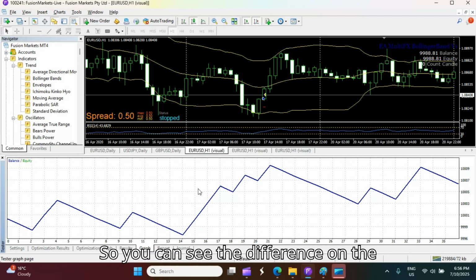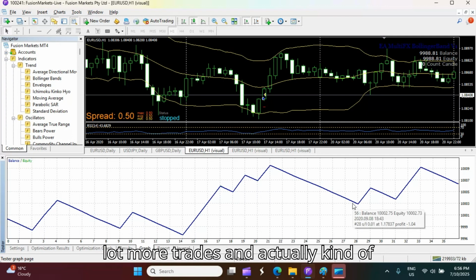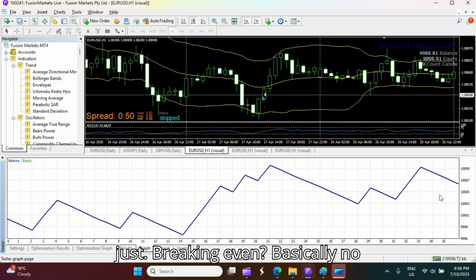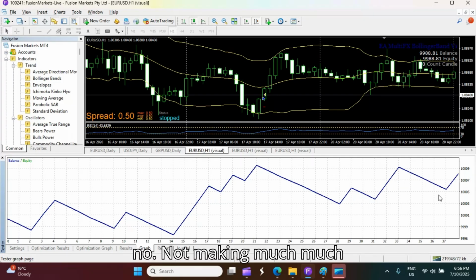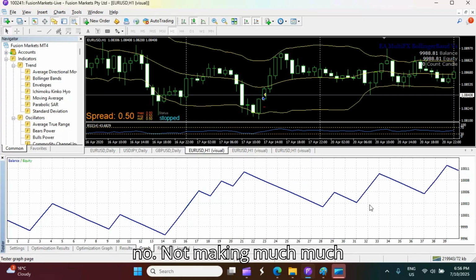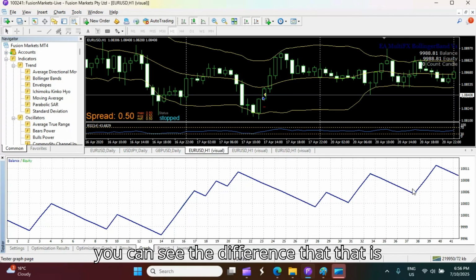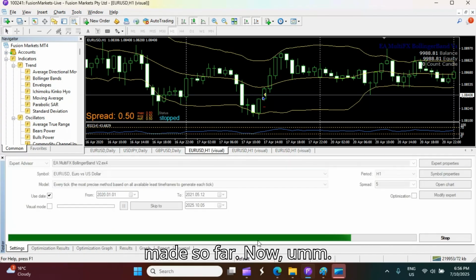So you can see the difference on the equity curve. The other one just went straight down, whereas this one is actually filtering out a lot more trades and actually kind of just breaking even, basically. Not making much of a profit at this stage. But you can see the difference that is made so far.